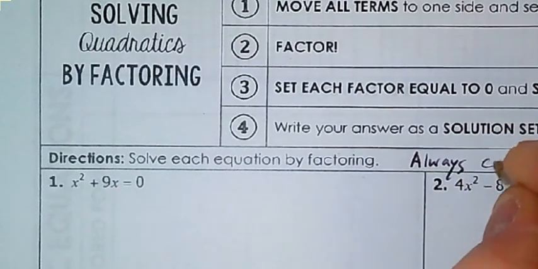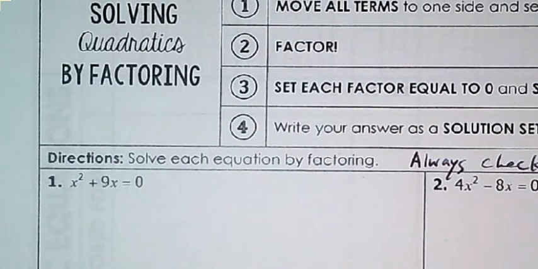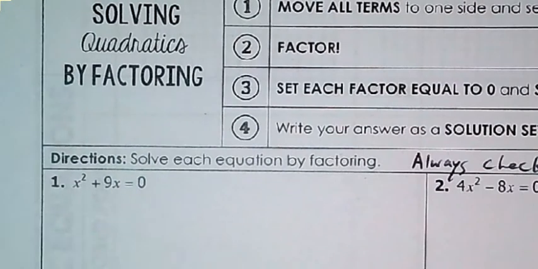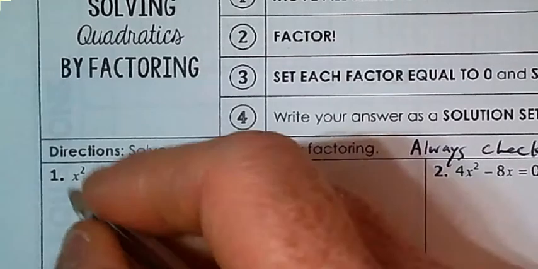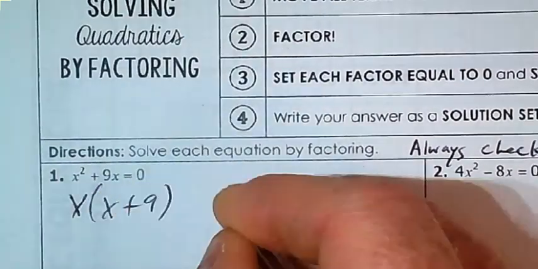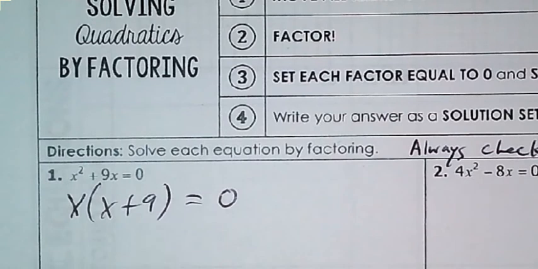Always check for GCF. Very good. Always check for the GCF first. So, this does have a GCF. What is it? X. Somebody said it. So I'm going to factor out an x, and that leaves x plus 9 equal to 0. Now, I can't do anything else. Now I'm ready to figure out what my solutions are.